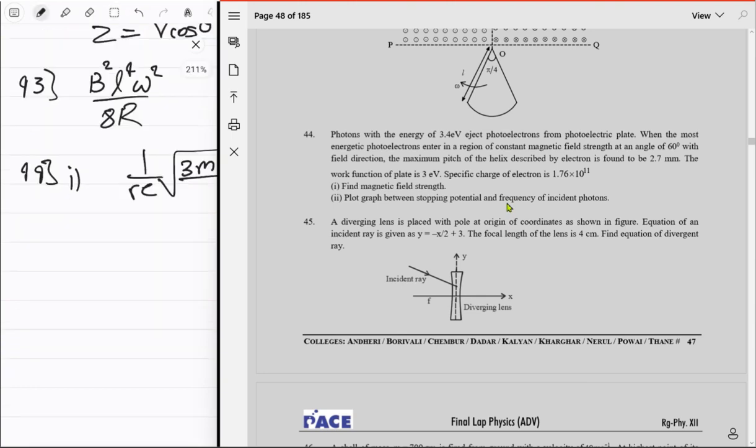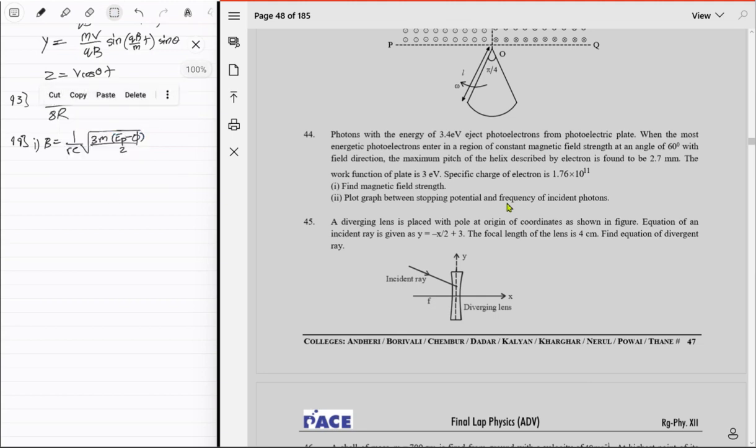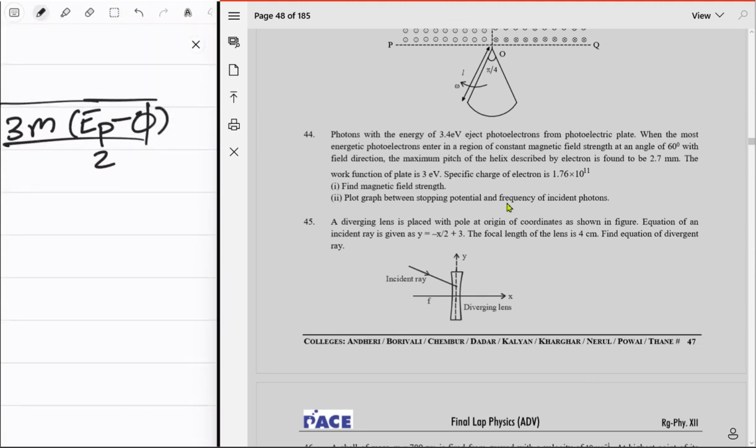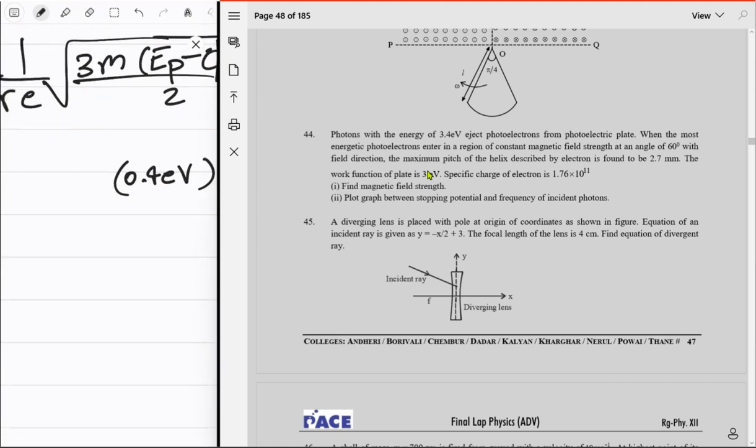So one magnetic field is this thing. There's just a lot of calculation, and that's the problem with it. I guess we just have to start. Okay? Energy of photon is this thing. The work function is what? Like 0.4 electron volts, just 0.4 electron volts here. That's the mass of the electron. It's sort of 3 upon 2.